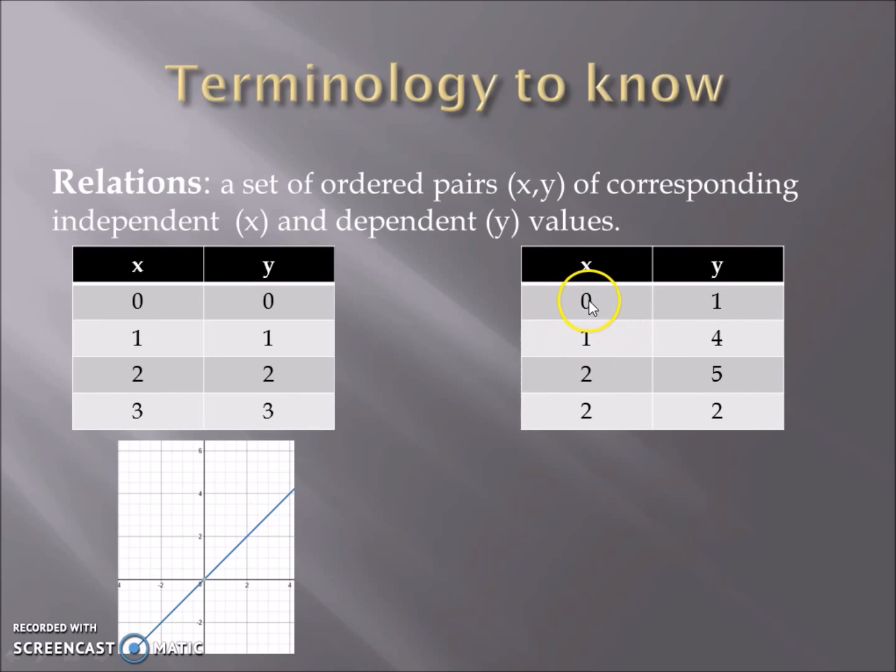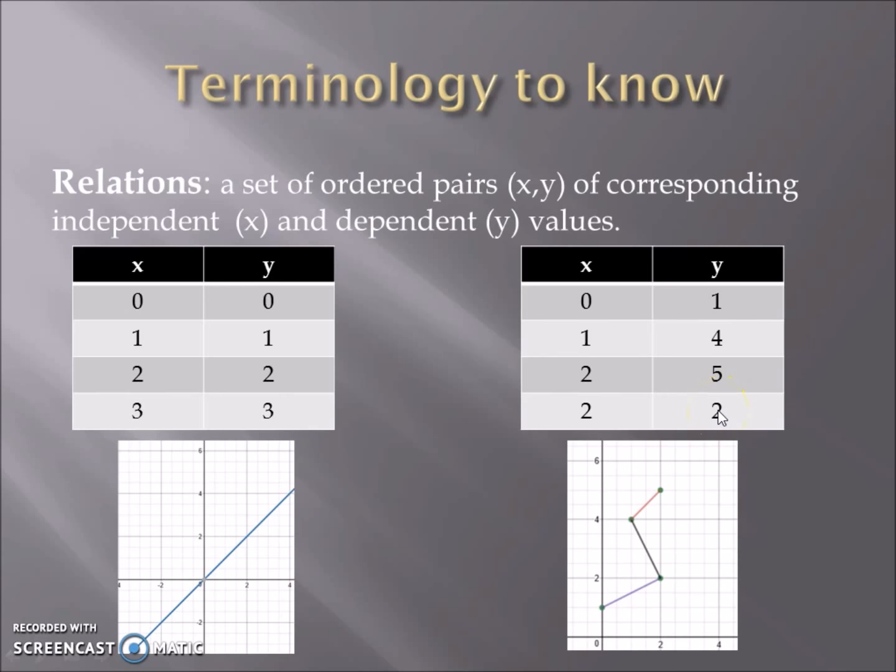So when the value of x is 0, the value of y would be 1. When the value of x is 1, the value of y would be 4. When the value of x is 2, the value of y would be 5, and when the value of x is 2, the value of y would be 2. So what would this look like? It would look like this actually.